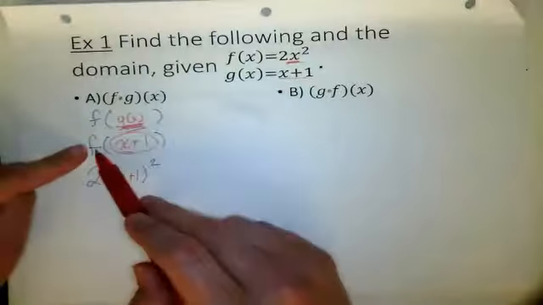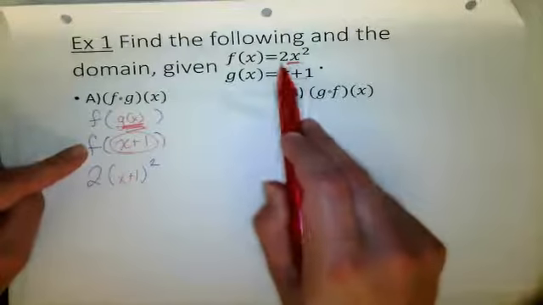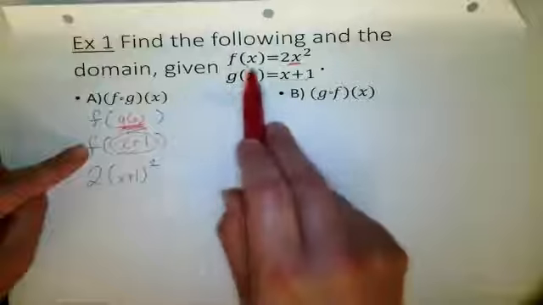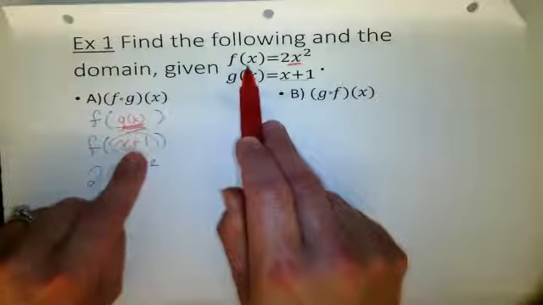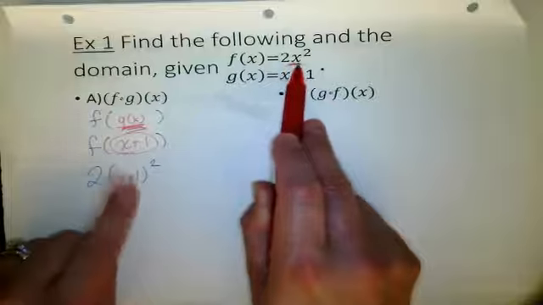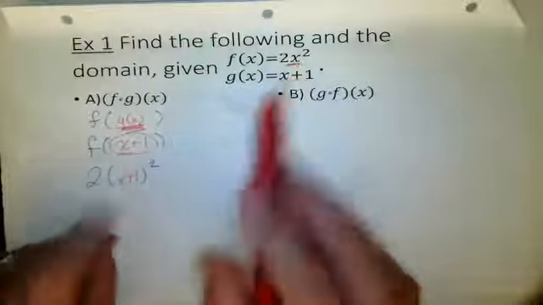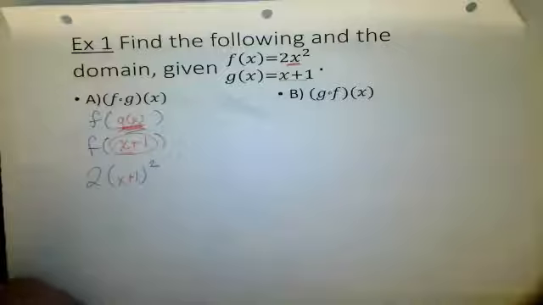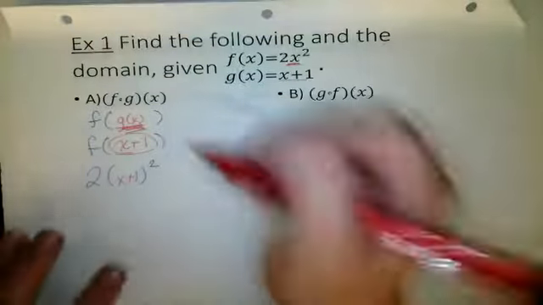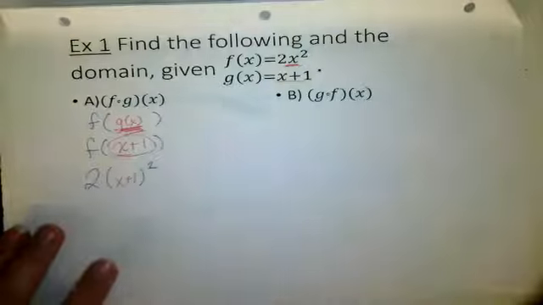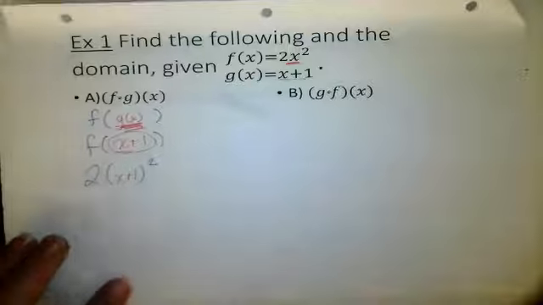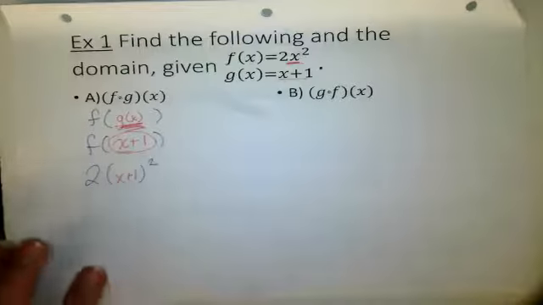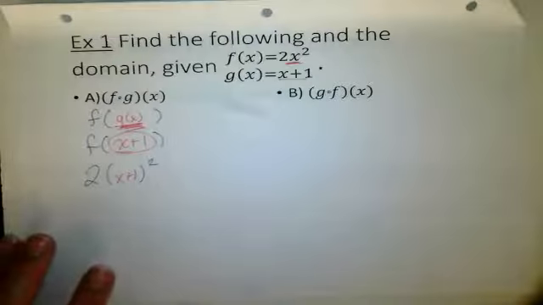This says go to the f function. So there's the f function, 2x squared, and you're not using x anymore. We're using x plus 1 now. Where there was an x, we use x plus 1. Is this like the replacing thing that we did before? Yes, it's very similar. It takes a while to figure that out.